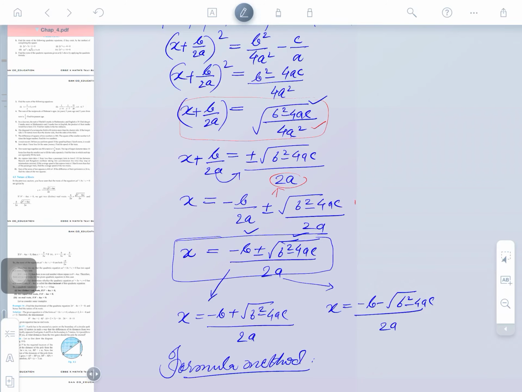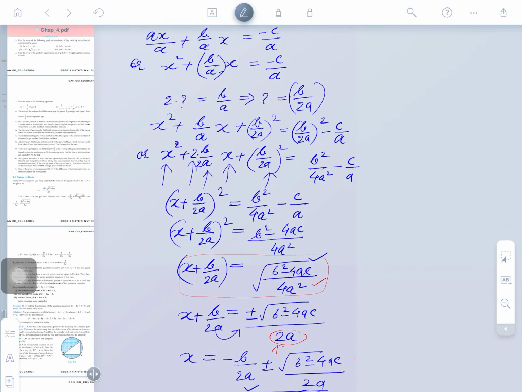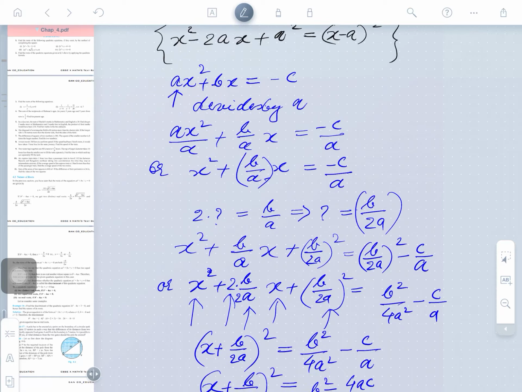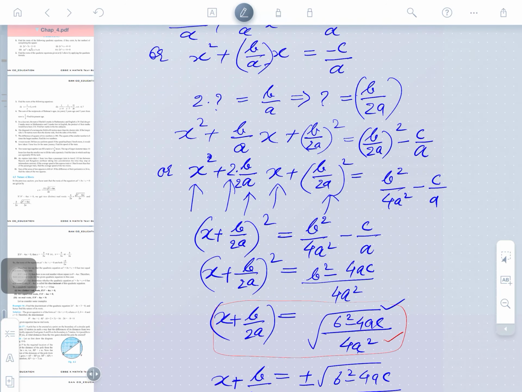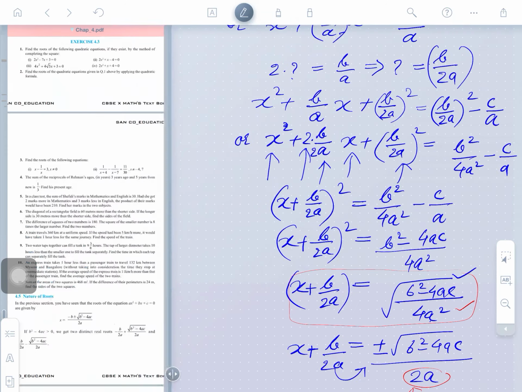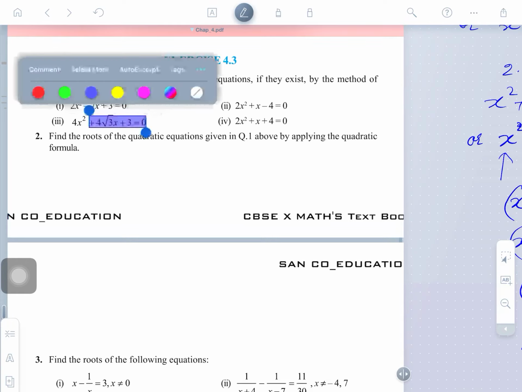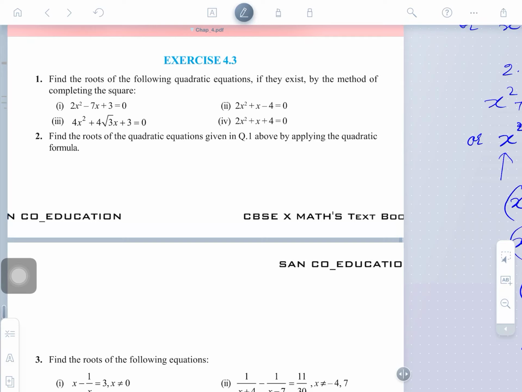Yesterday I explained to you in the class the method of solving the quadratic equation by completing the square. We followed the step by step solutions, and some of the students wrote to me asking me to solve the third question. So I am going to solve question number three by the method of completing the square.